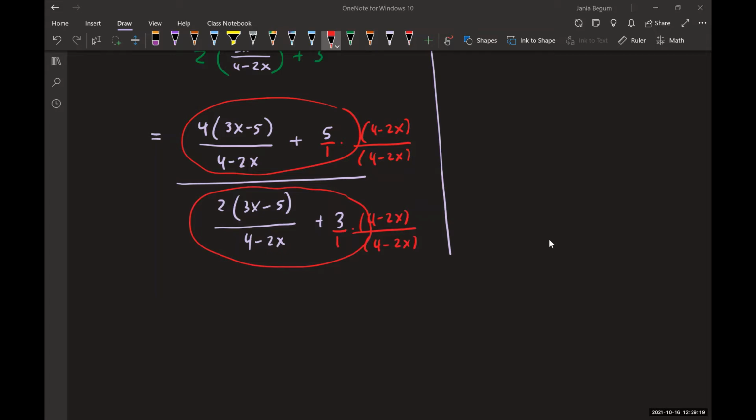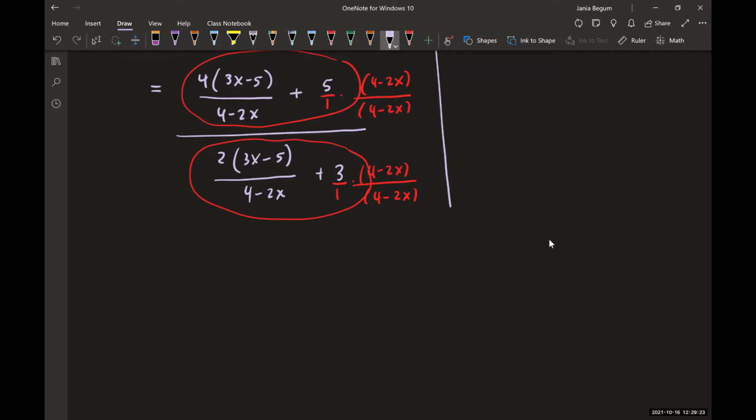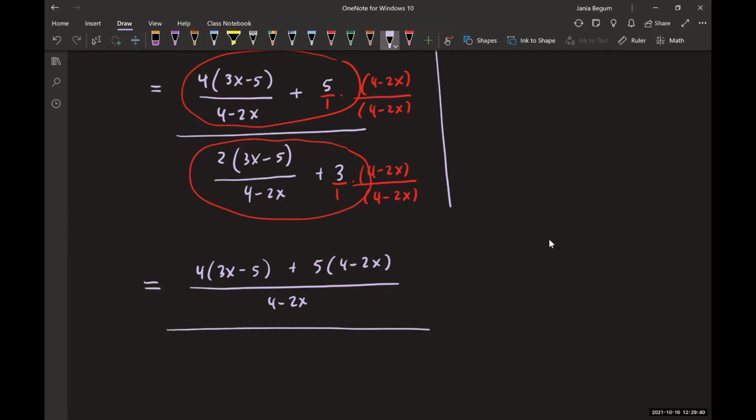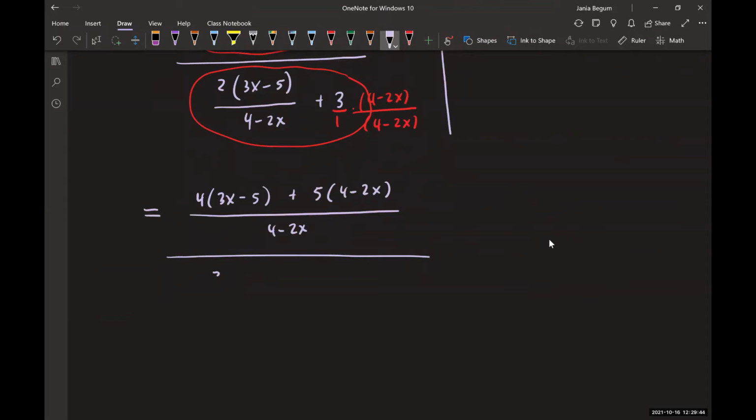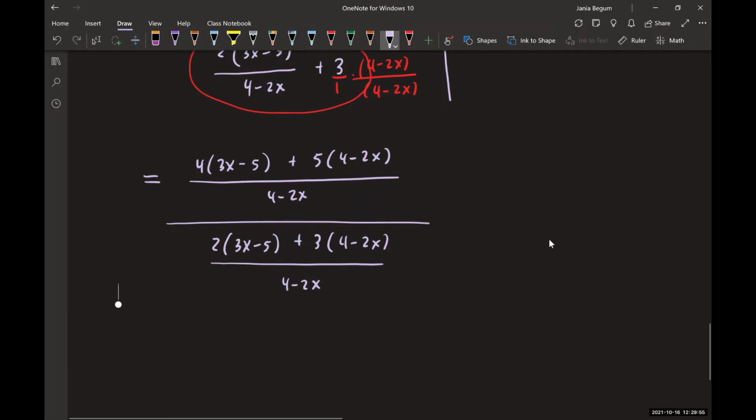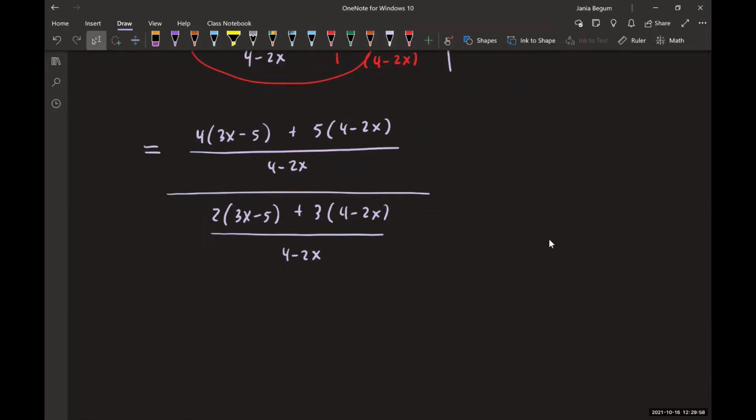Okay. So continuing on, I'm able to combine the top into a single fraction. We have 4 times 3x minus 5 plus 5 times 4 minus 2x over 4 minus 2x, same denominator, all over, and we do the same thing on the bottom: 2 times 3x minus 5 plus 3 times 4 minus 2x over 4 minus 2x. Then we distribute and combine like terms. Here we distribute the 4, here we distribute the 5, and do the same thing on the bottom: distribute 2, and distribute 3 here.